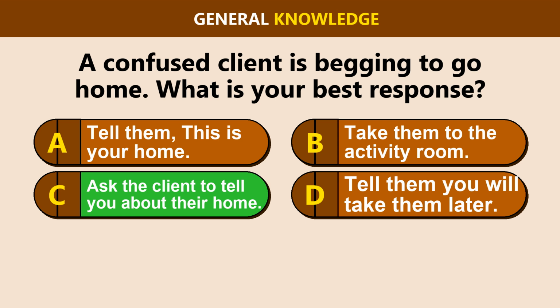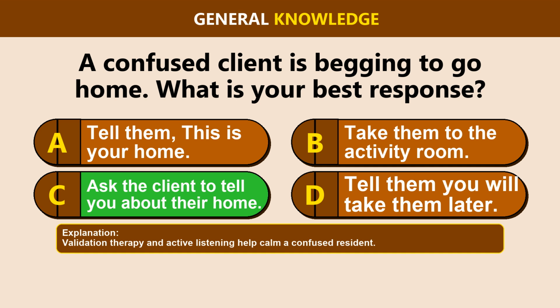The correct answer is option C. Ask the client to tell you about their home. Validation therapy and active listening help calm a confused resident.